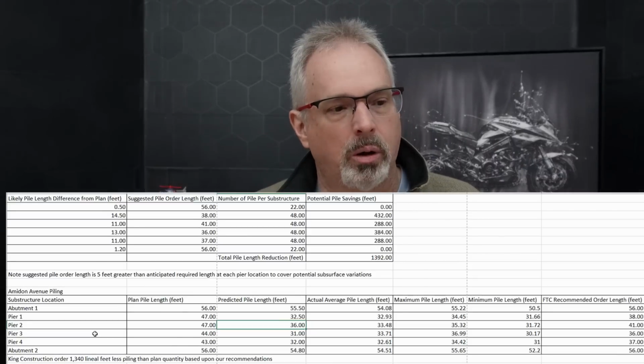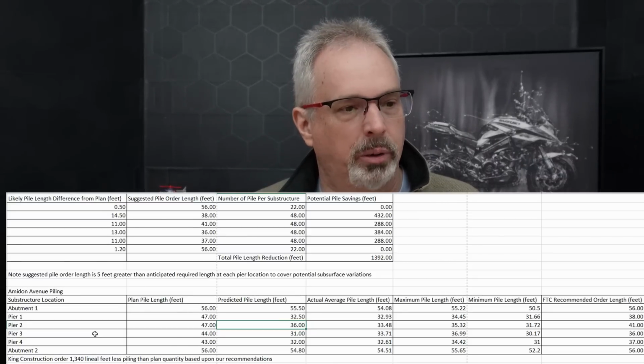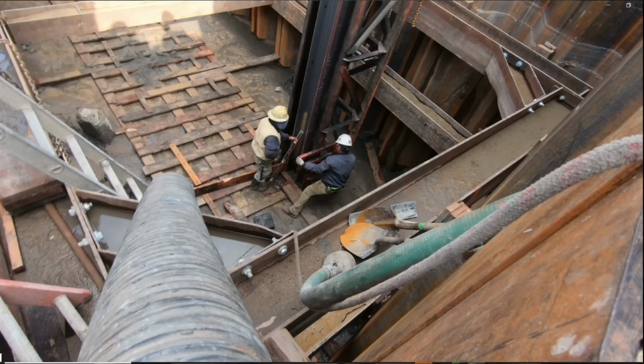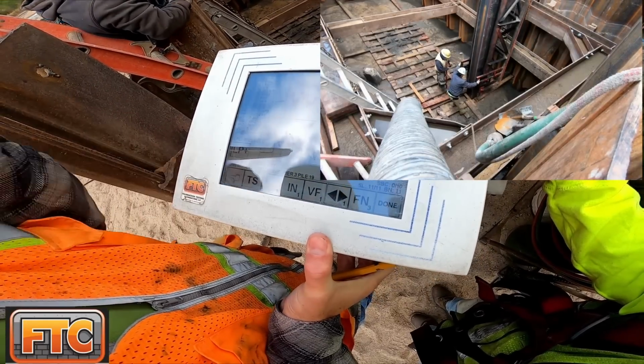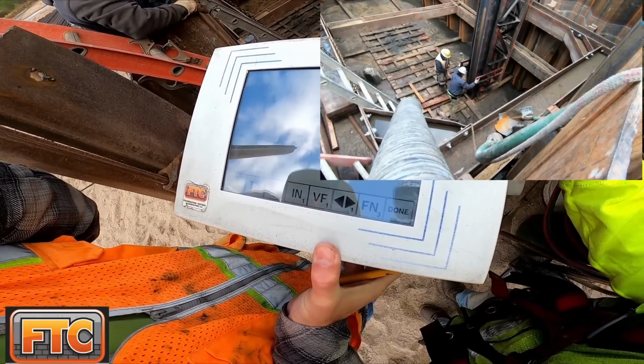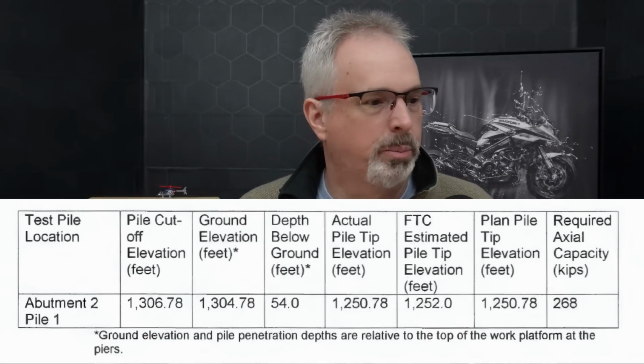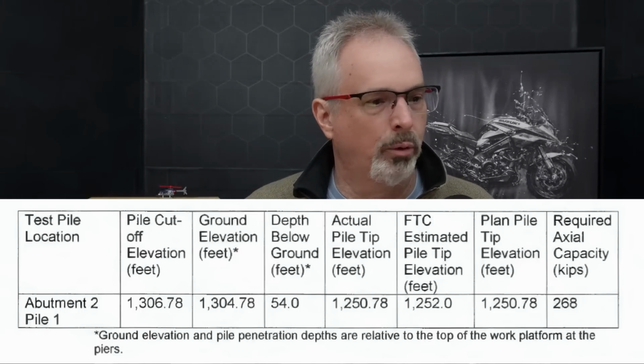The contractor ordered 10% less piling relative to plan, and we went out and performed the PDA testing, one pile for each substructure. So there were 4 piers and 2 abutments. And I'll just show you a quick video of us testing one of these piles at a pier location. And this is how it turned out. I just picked an excerpt from a report for abutment 2.